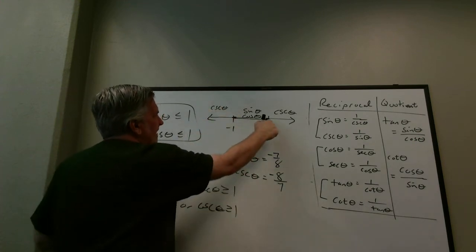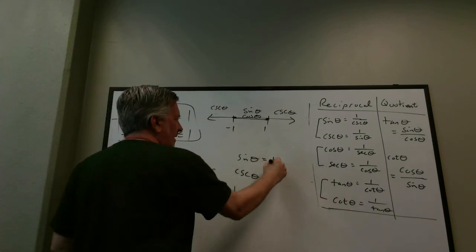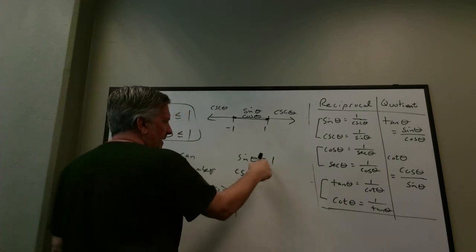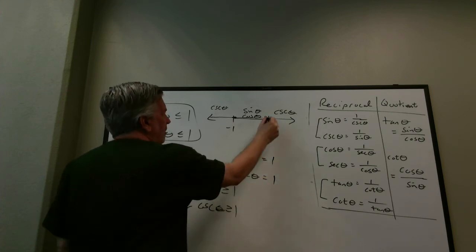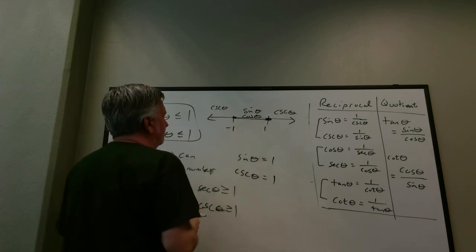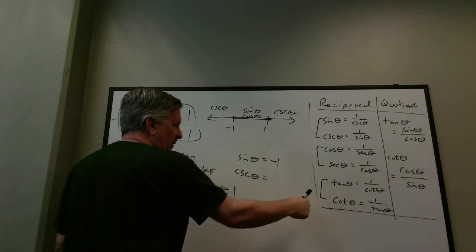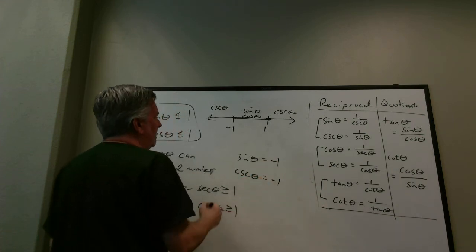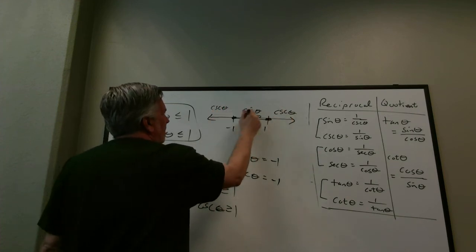Now could cosecant be 1 or -1? Well, we just learned sine could be 1 on the quadrantals. If sine of theta is 1, what's cosecant of that same angle? The reciprocal of 1 is 1. So cosecant can also be 1. Now, we know sine could be -1 on a quadrantal, so cosecant could also be -1. And so cosecant's here and here, including 1 and -1.